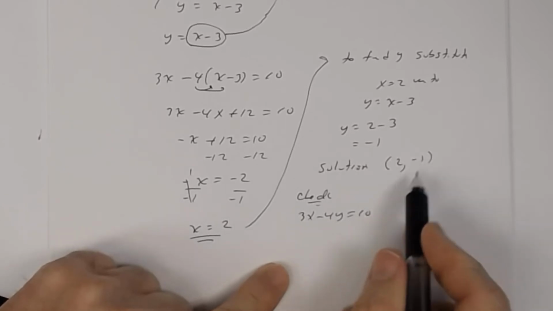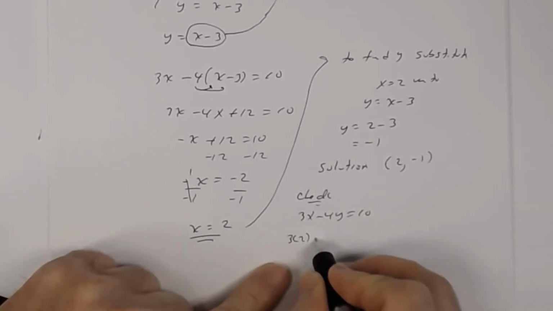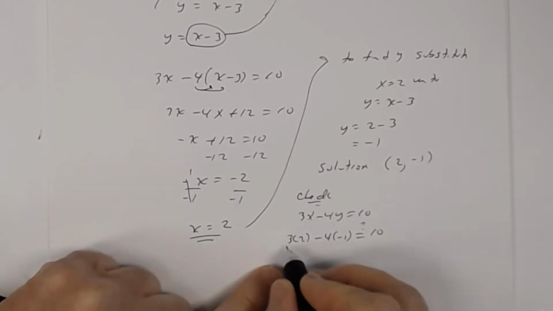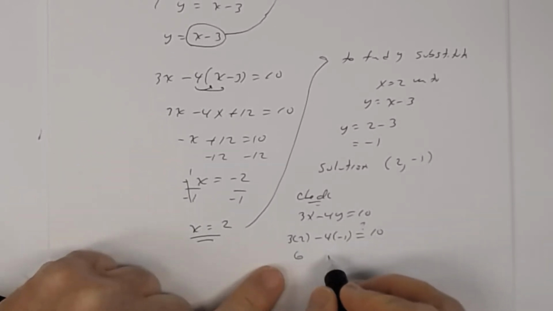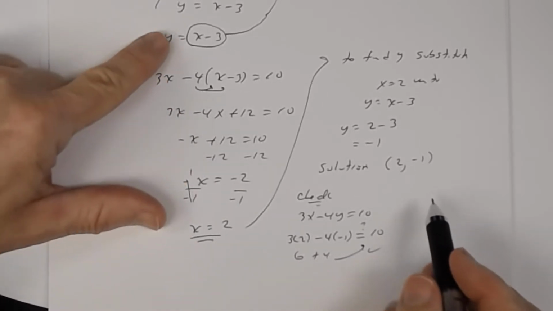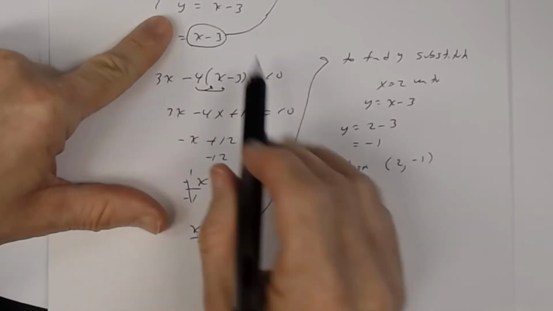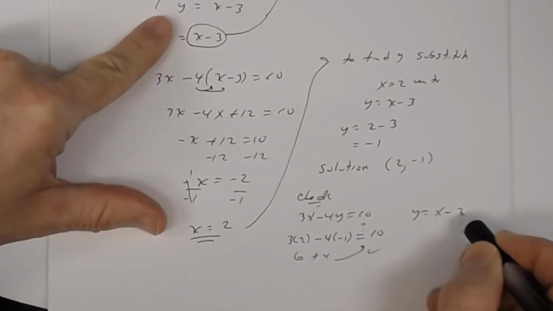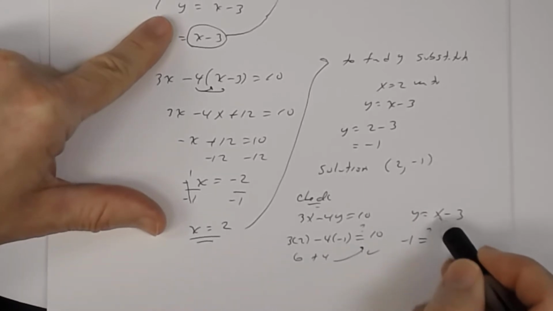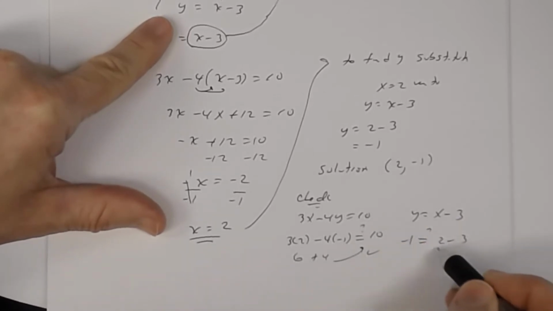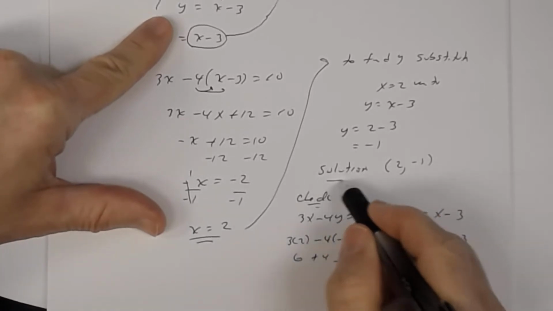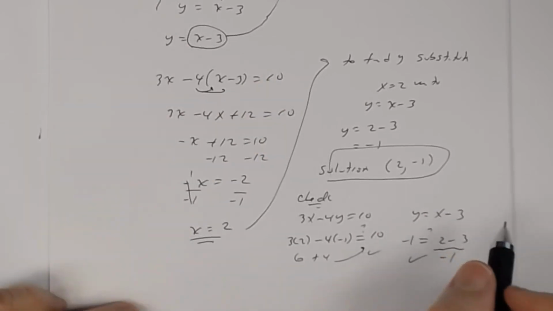So this is your x, this is your y. I get 3 times 2 minus 4 times negative 1, and I want to see if that's going to equal 10. Well, 3 times 2 is 6. A negative 4 times a negative 1 is a positive 4, and notice it does equal 10. Now let's do the other one: y equal x minus 3. Here's your y, negative 1. I want to see if that's going to equal x, which is 2, minus 3. Well, 2 minus 3 is a negative 1, and they are equal. So that's your solution, and that's the work you have to show.